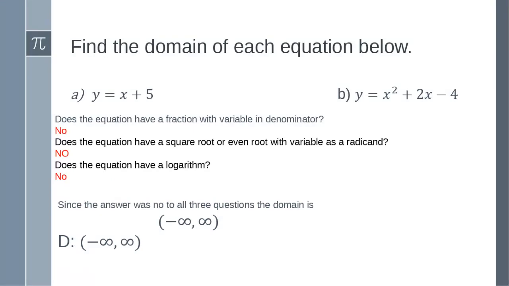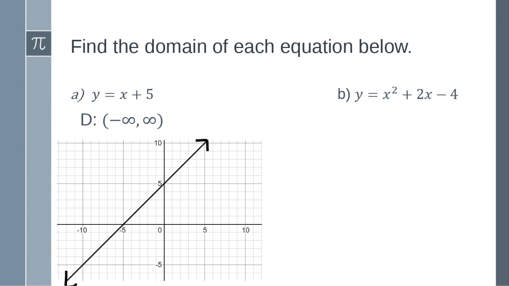And that's easy. If you can answer no to these three things, this will always be your domain for these types of equations. Okay, so if we were to graph it, this tells me that my y-intercept is at 5 and my slope is 1, so it's rise 1, run 1. It produces this line, and we can see that the domain, just like before, has arrows pointing to the left and to the right forever, right? So this is our domain.